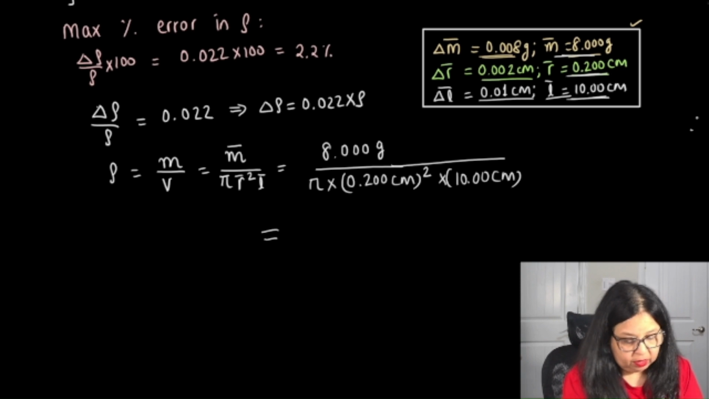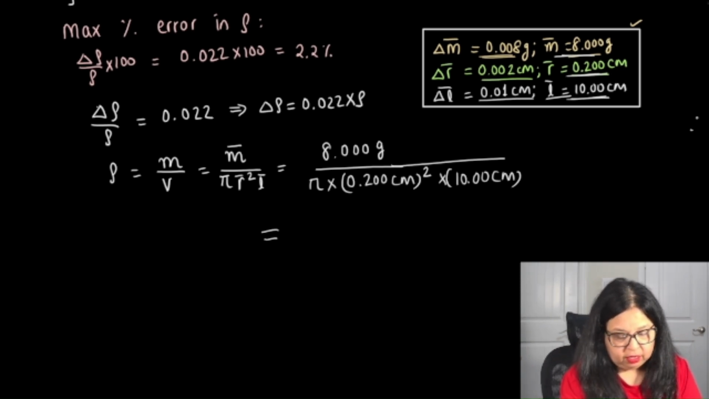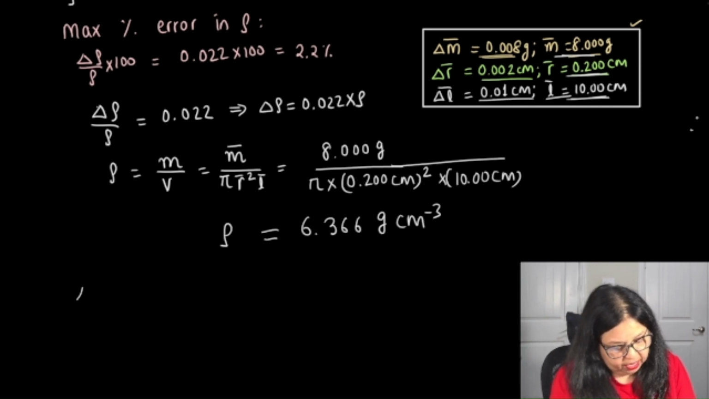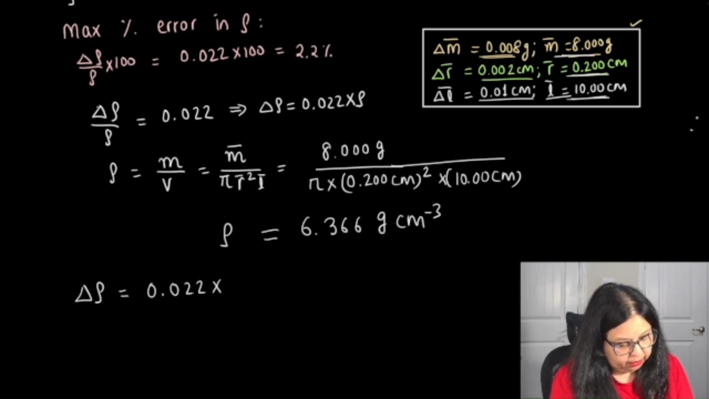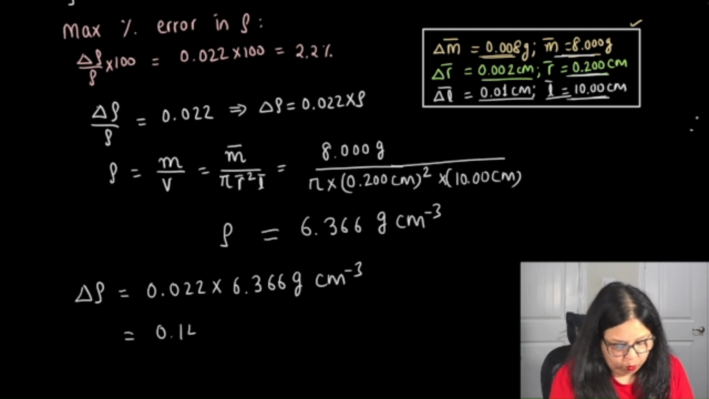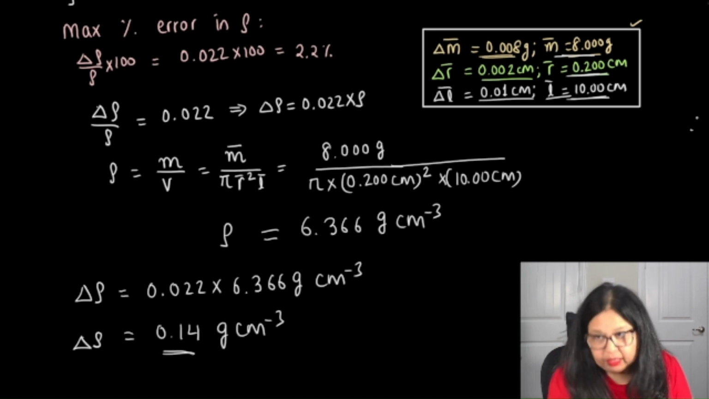Now all I need to do is use this calculator, or if you wish you could do the calculation by hand. I'm not going to do that. I know how to do it, I'm just not going to do it. This gives me 6.366 grams per cubic centimeter. This is my rho. From here, delta rho will be equal to 0.022 times 6.366 grams per cubic centimeter. This gives us 0.14 grams per cubic centimeter. This is our delta rho.